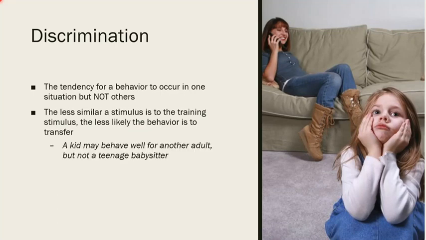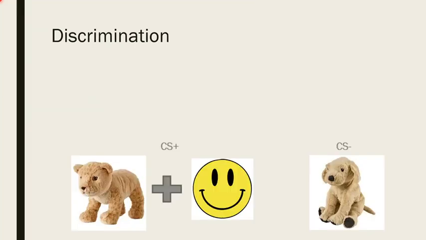A good example I have for you of this, I want you to think back to when you were a kid, if you can. Remember babysitting. Did you behave the same way for your parents as you behaved for your babysitter? I know I did not. A lot of the time you have kids who may be very well behaved for their parents or for an adult, but when the teenage babysitter comes over, those behaviors all go out the window. This is actually discrimination. Those behaviors we learn to exhibit for adults don't generalize to teenagers. So when there's a teenage babysitter in the picture, you see discrimination occurring.